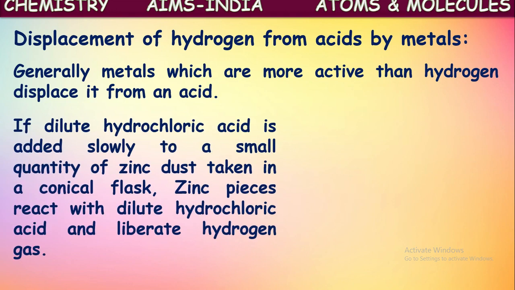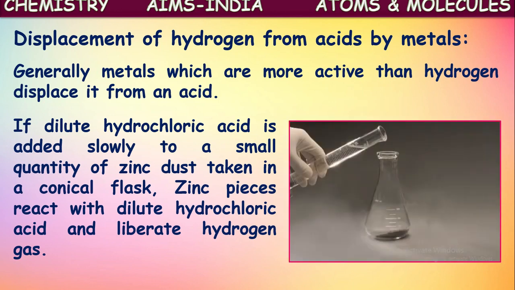Let us see an example here. If dilute hydrochloric acid is added slowly to a small quantity of zinc dust taken in a conical flask, zinc pieces react with dilute hydrochloric acid and liberate hydrogen gas. So what's happening here? Zinc is reacting with dilute hydrochloric acid. In the hydrochloric acid there is hydrogen, and zinc, being more reactive than hydrogen, reacts with the hydrochloric acid and replaces that hydrogen from the acid and forms zinc salt.